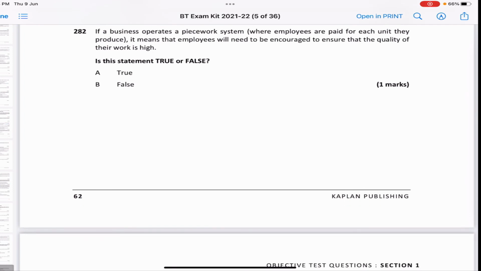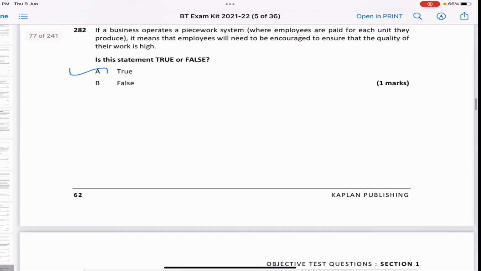If a business operates a piecework system where employees are paid for each unit they produce, it means that employees will need to be encouraged to ensure that the quality of their work is high. Okay, that is true. Piecework means that employees are paid for each unit they produce. The pay system will therefore encourage them to do the work more quickly and in a good way. So that's it, we're done with these chapters.